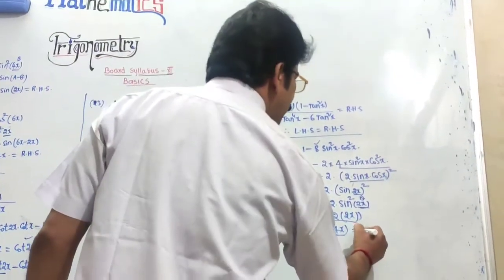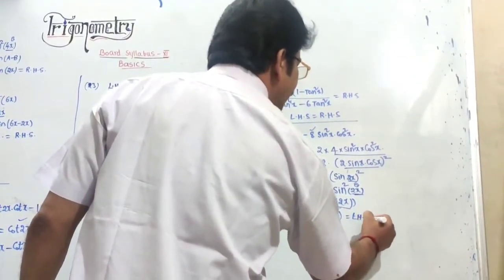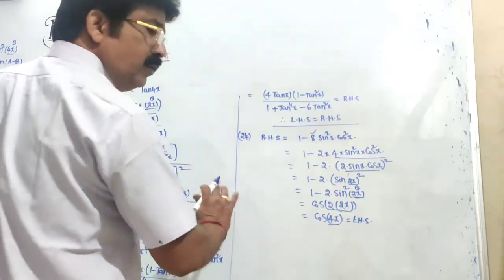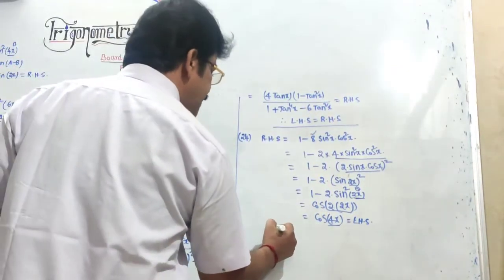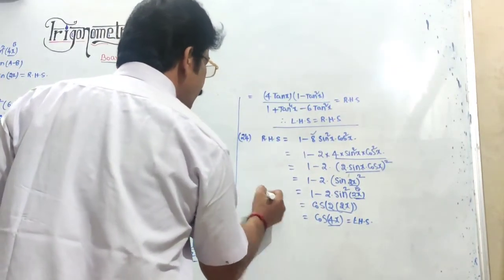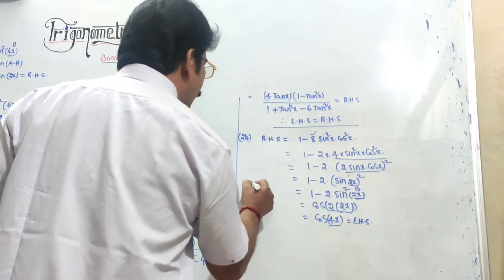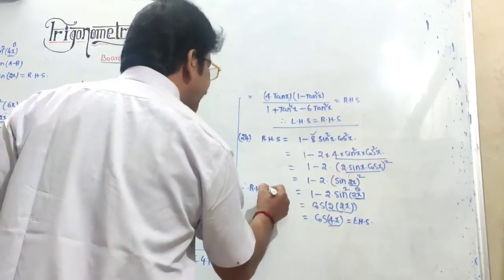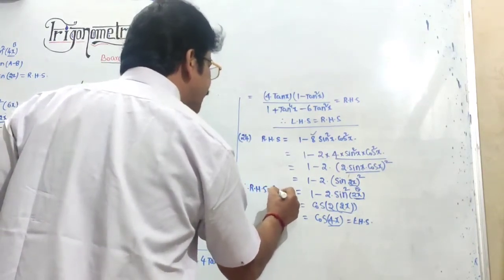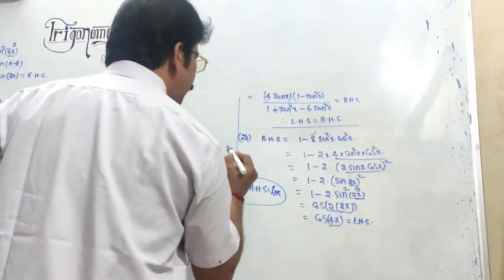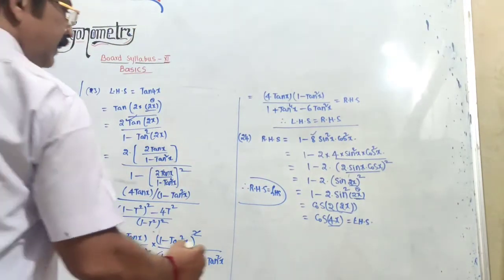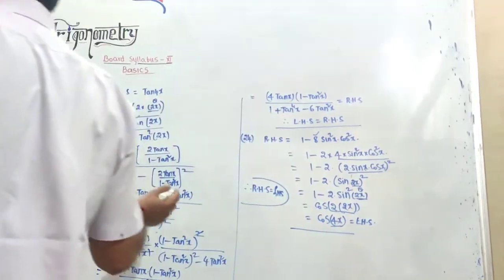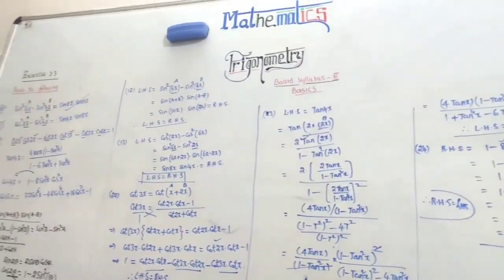So that is equal to LHS. It is the easy one. No confusion. So therefore RHS is equal to LHS. RHS equal to LHS. Right. This question is over. Next question.